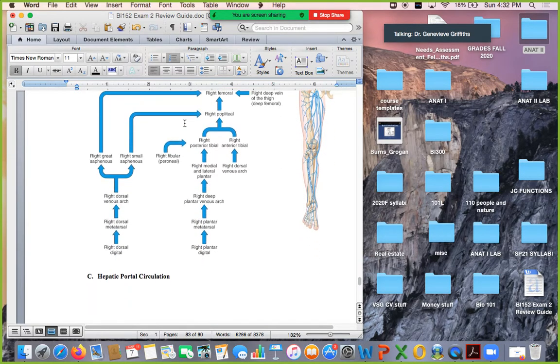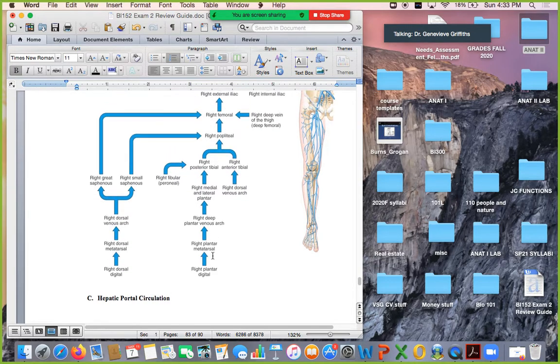So here's that scheme of drainage. We have the right dorsal digital, right dorsal metatarsal to right dorsal venous arches feeding into the great saphenous, which goes up to the femoral, and the small saphenous, which goes up to the popliteal. We also are going to have the plantar digital, plantar metatarsal going into the plantar venous arch, going up into the right medial and lateral plantars.